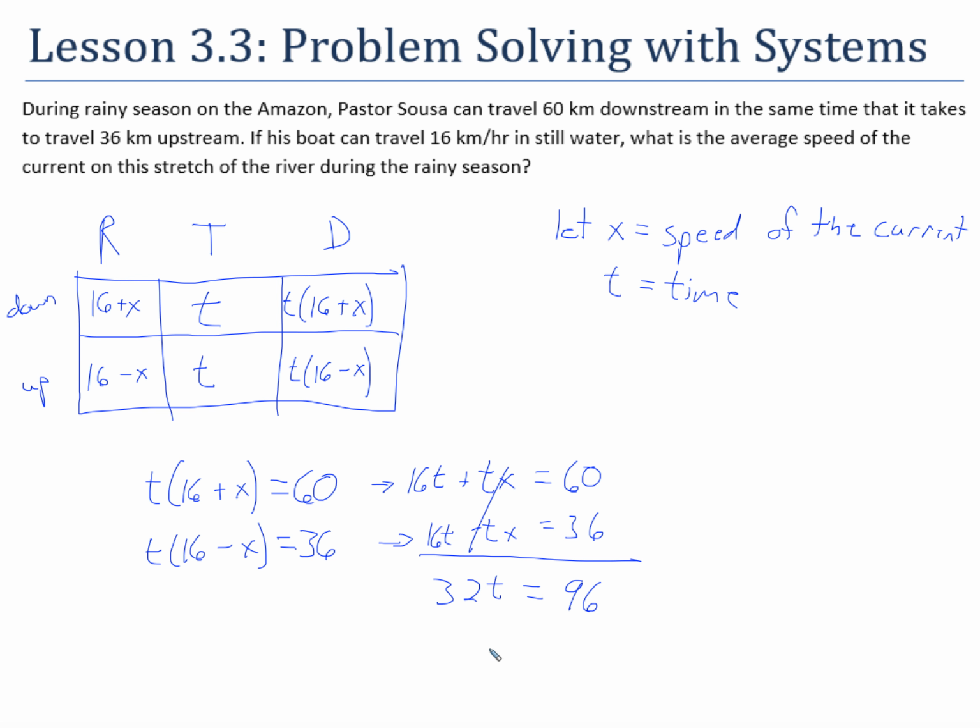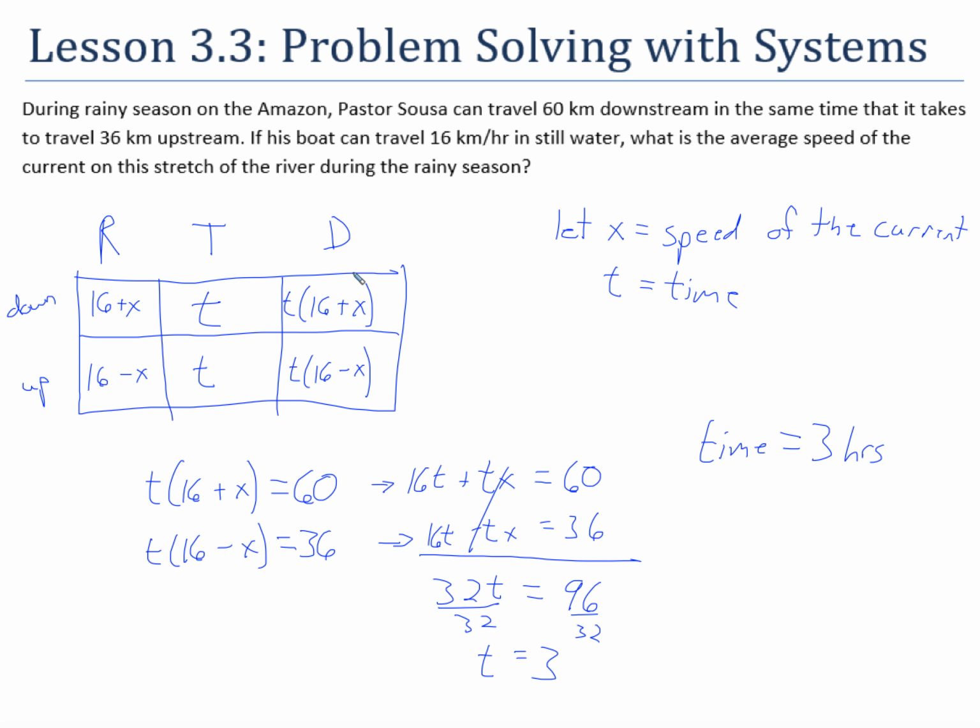Divide both sides by 32. I said that wrong at first. 96 divided by 32 is 3. So t is 3. Back here, that's time. We were talking about kilometers per hour, so our time is 3 hours. Great, we found the time, but it didn't even ask for the time. We want to find the average speed of the current, which was x.